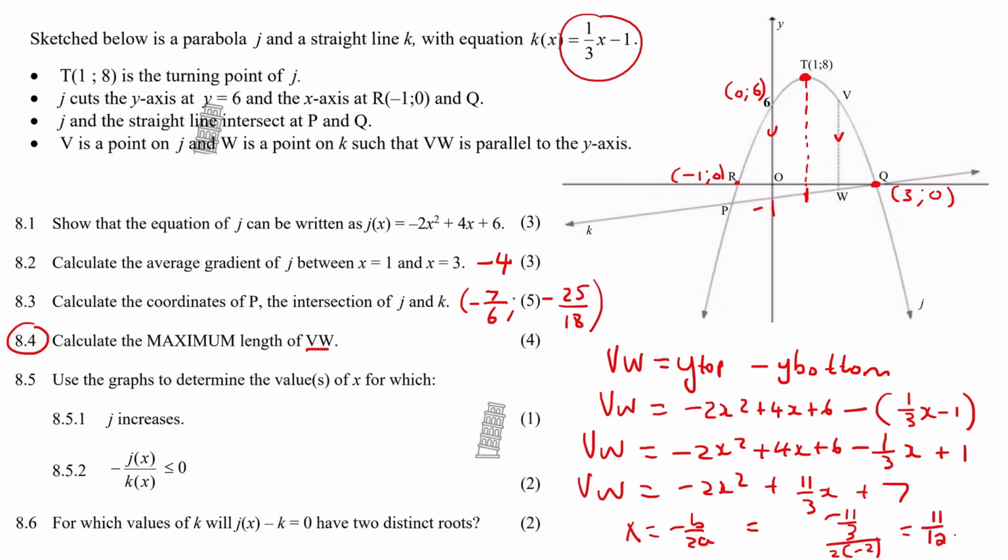So now we know the x value where the maximum is happening. What you can now do at that x value is plug it into this equation to then actually find the length of VW. So VW would then be minus 2 times (11 over 12) squared plus 11 over 3 times 11 over 12 plus 7. And if we round that to 2 decimals, this will give us 8.68. Because I ended up getting 625 over 72, but then I just changed it to a decimal.